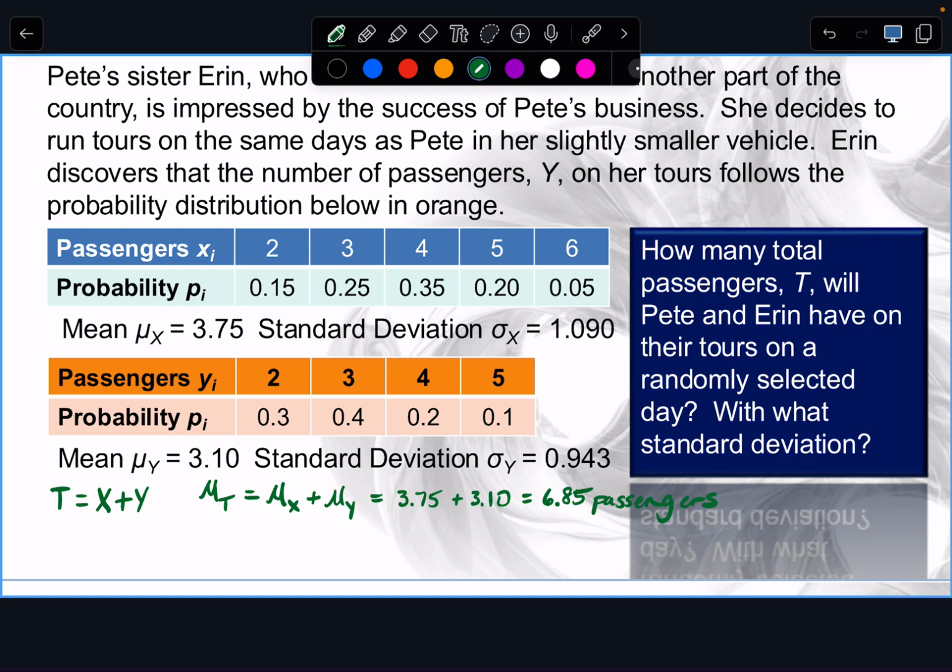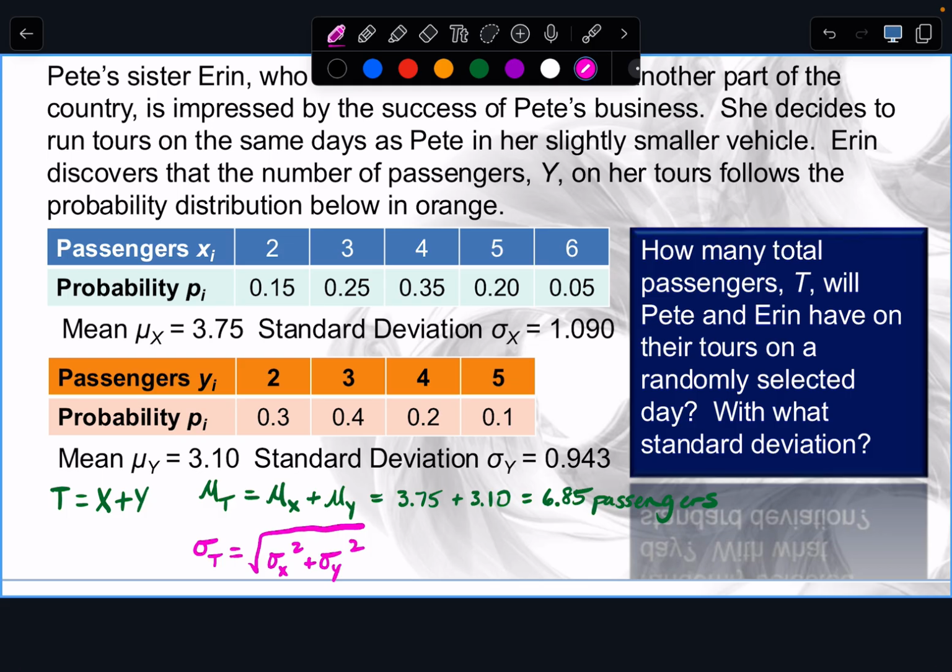When we go to calculate standard deviation, so first of all, if I want to calculate standard deviation, do my standard deviations combine directly? Can I just take the 1.09 plus the 0.943 like we did with the means? No. What actually combines? The variances. So the first thing I have to understand here is I need to convert my standard deviations into variance.